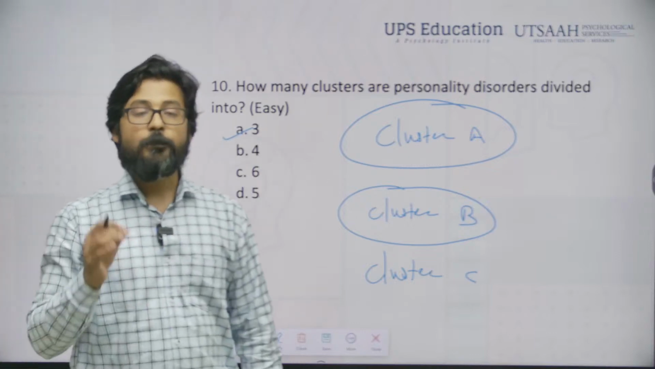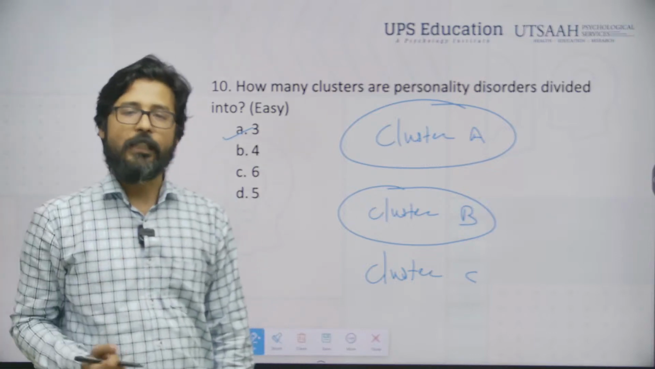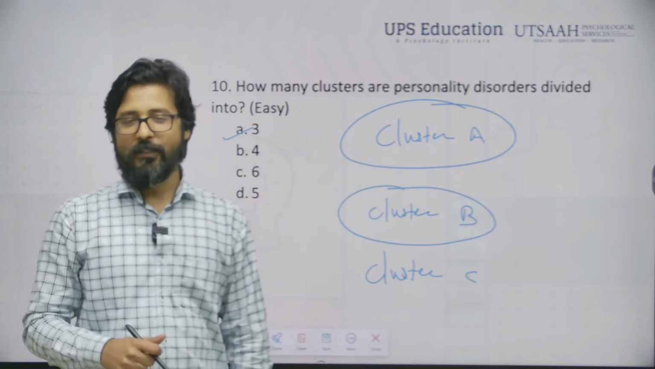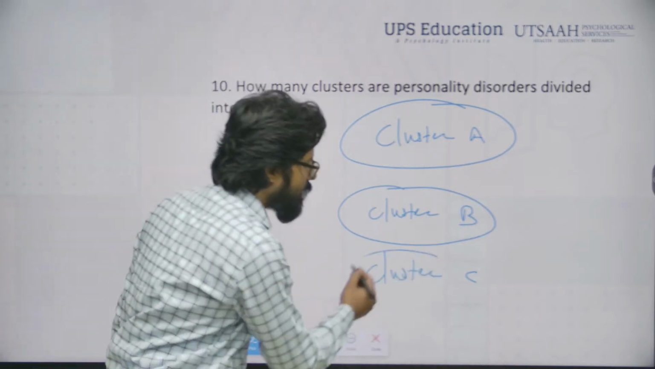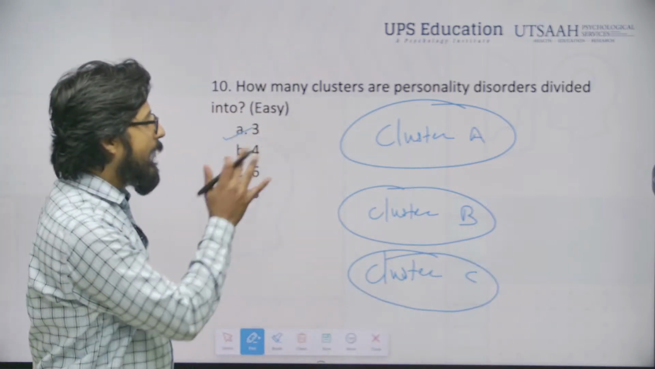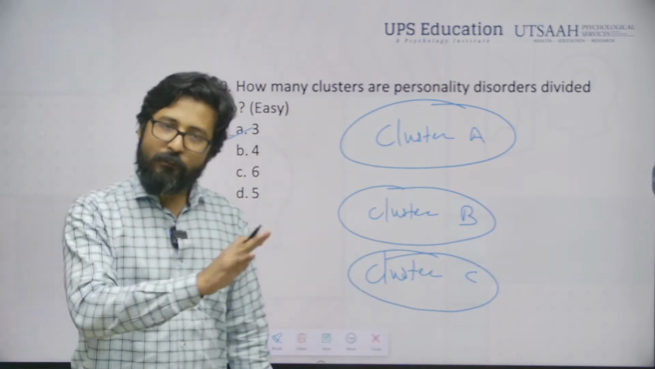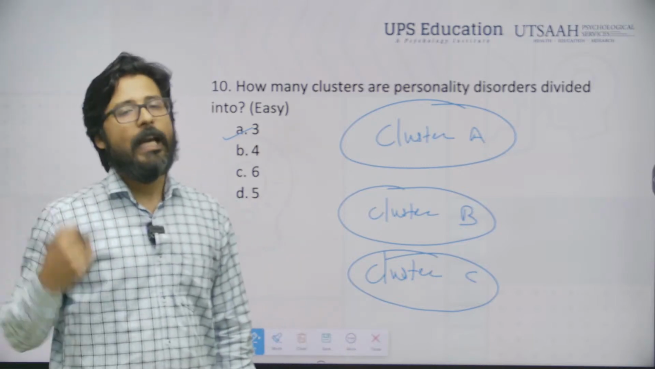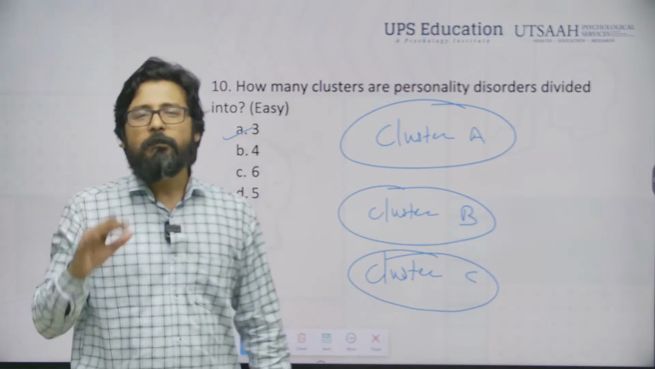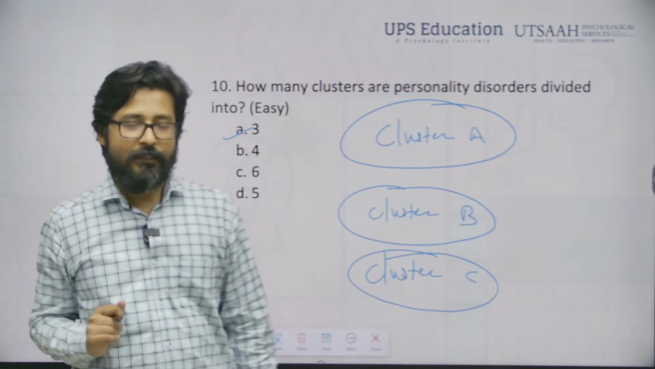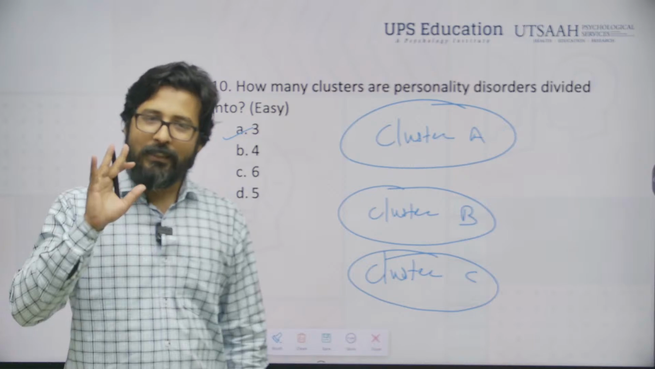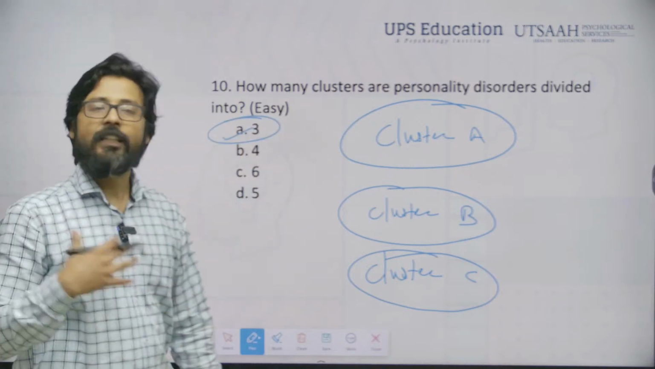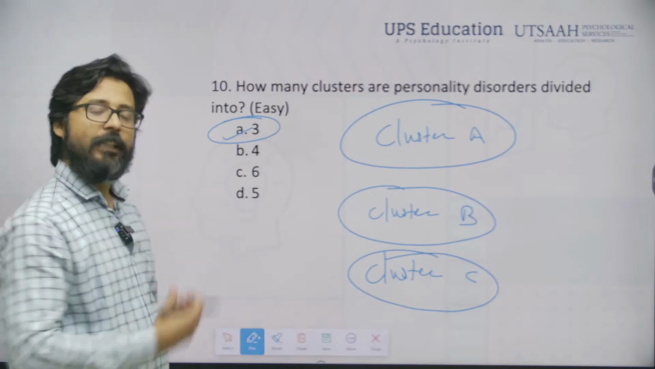Cluster C is based on anxious or fearful behavior, like avoidant personality disorder and dependent personality disorder, right? That will be part of cluster C. So you can see A, B, C. Whenever you flip the DSM pages, you can find one more type, other types, which means they are not fitting in any cluster. That's why we can say option A is the right answer. 3 will be the right answer. So we are having 3 clusters in personality disorders.